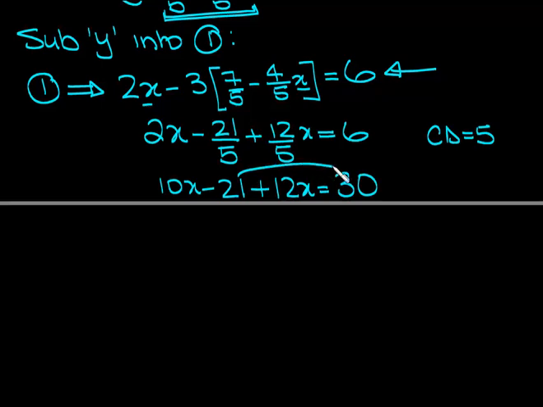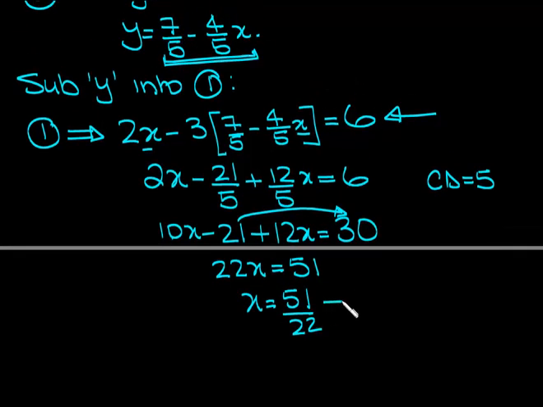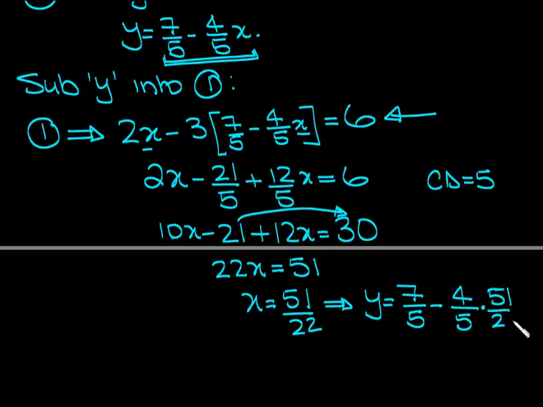So now we want to move all the variables to one side, numbers to the other side. So you get 10x plus 12x is 22x is equal to 51. Okay, so we get x is equal to 51 over 22. Okay, so we found x. Do I need to go through a lot of trouble to find y? Not really, because we already know what y is from up here. This is y. So this implies y is 7 over 5 minus 4 over 5 times 51 over 22.